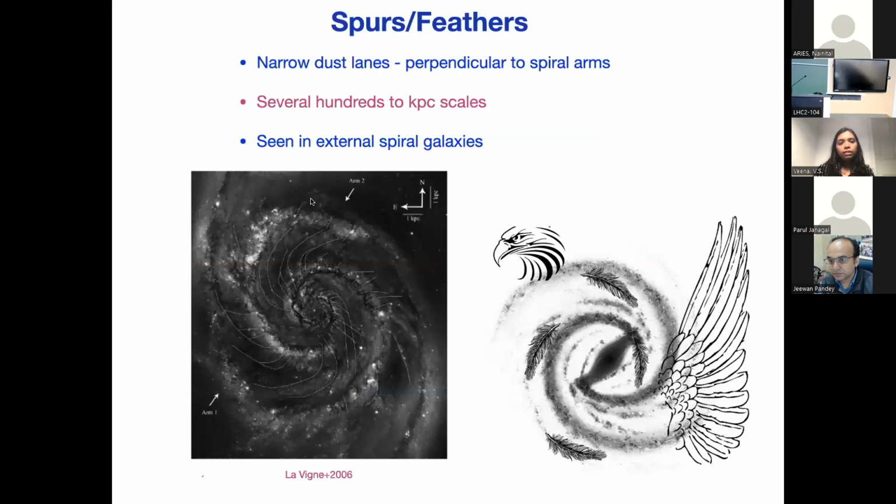So these feathers are narrow lanes perpendicular to spiral arms, and such feathers are observed in hundreds of external galaxies, and they extend from several hundreds of parsecs to kiloparsec scales. They look like a fanned out feather, like that of a bird. So they came up with this interesting name.